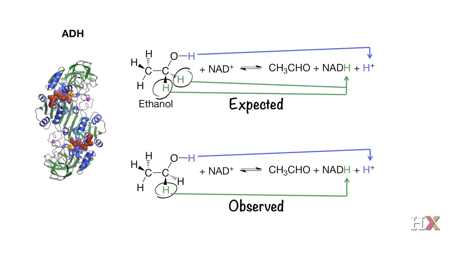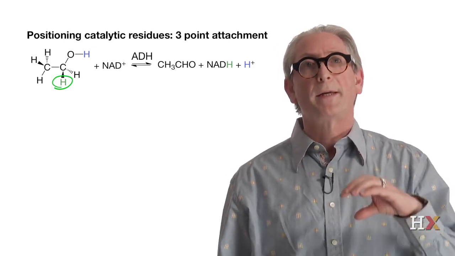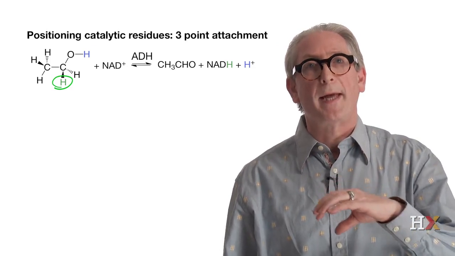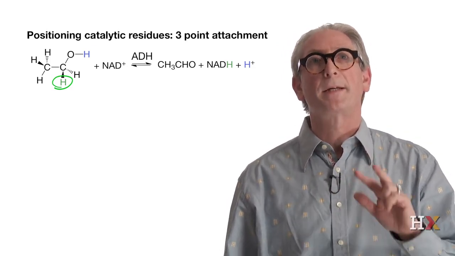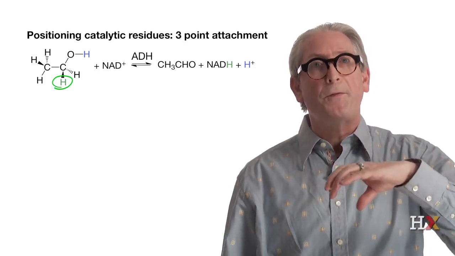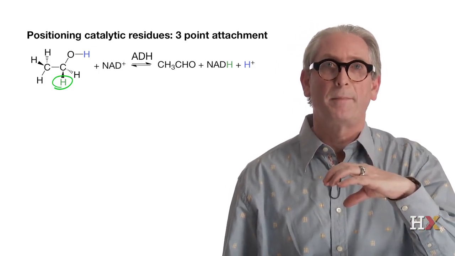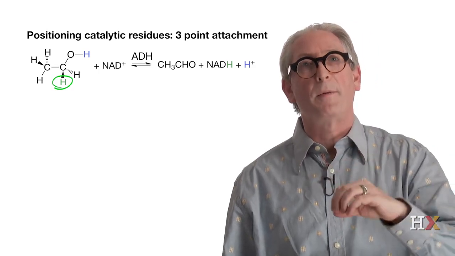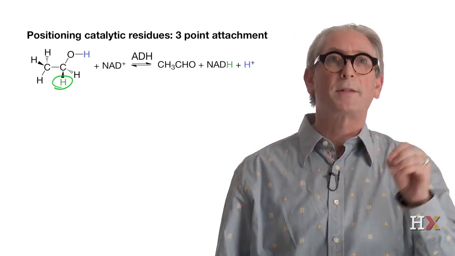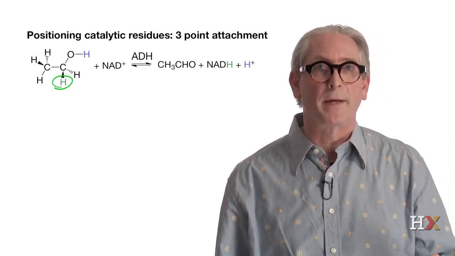How can we explain that? It's explained by a model of interaction between substrate and enzyme called the 3-point attachment model. In this model, the substrate interacts with the enzyme via 3 specific attachment sites. And that will fix the orientation of the substrate in the active site of the enzyme, and will bring a certain number of chemical groups in proximity to other chemical groups, and these are the ones that will react together.